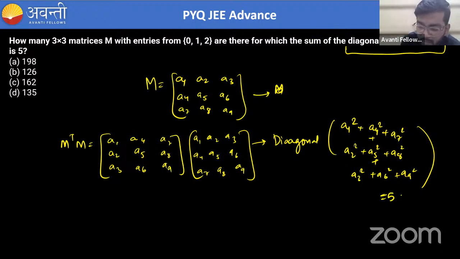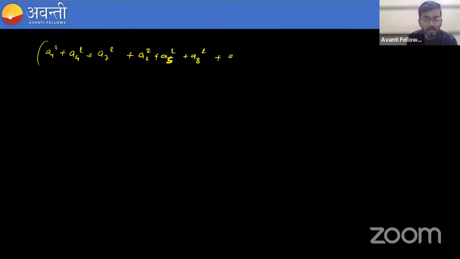So in how many ways can we do that? I'll take you to the next slide. We already know our diagonal entries. The sum of my diagonal entries is a1 square plus a4 square plus a7 square, plus a2 square plus a5 square plus a8 square, plus a3 square plus a6 square plus a9 square, and this is supposed to come out to be 5.